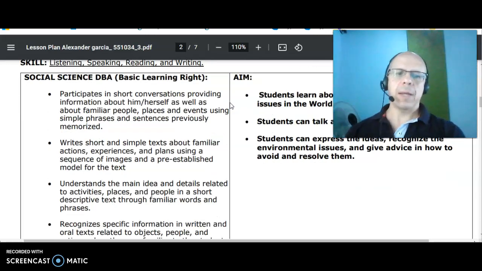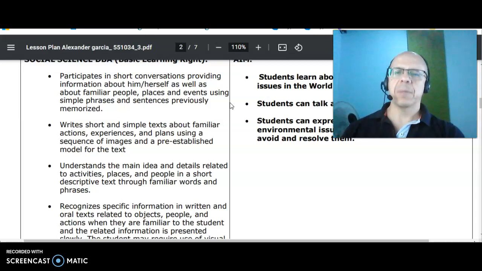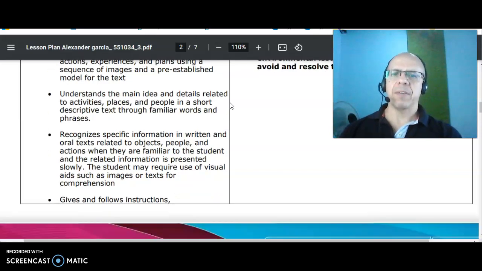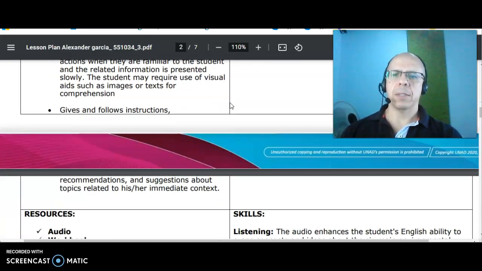Also, following the guidelines of social science PDA, basic learning rights. As you can see here: participate in conversation, write short and simple texts, understand the main idea, and recognize specific information in written and oral texts.